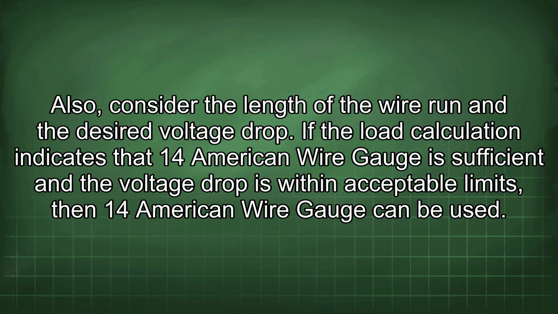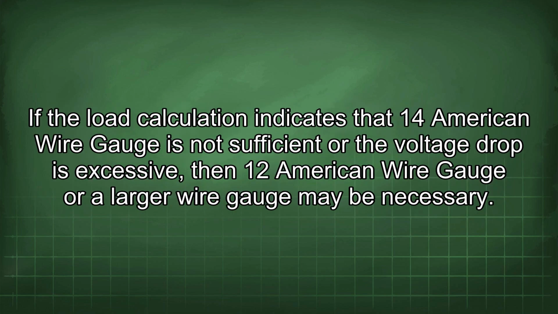If the load calculation indicates that 14 American wire gauge is sufficient and the voltage drop is within acceptable limits, then 14 American wire gauge can be used. If the load calculation indicates that 14 American wire gauge is not sufficient or the voltage drop is excessive, then 12 American wire gauge or a larger wire gauge may be necessary.